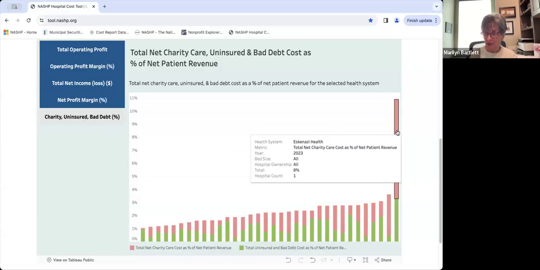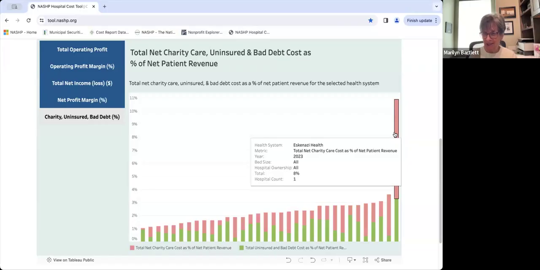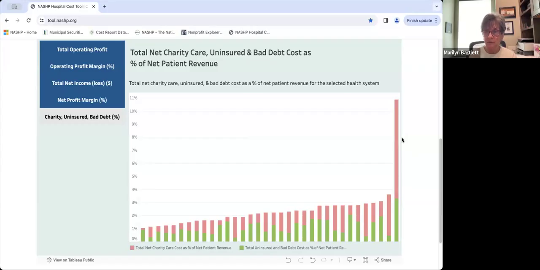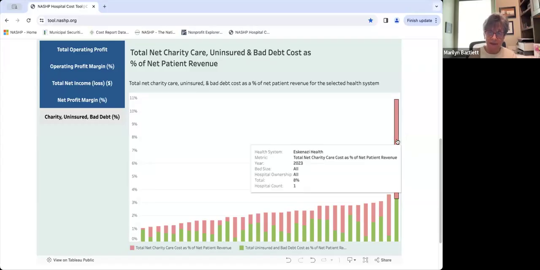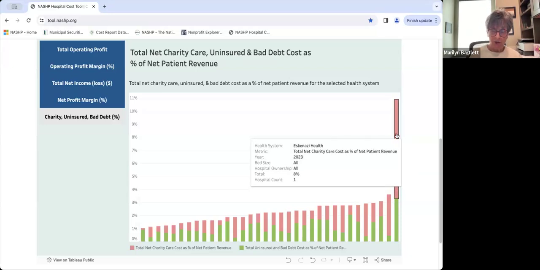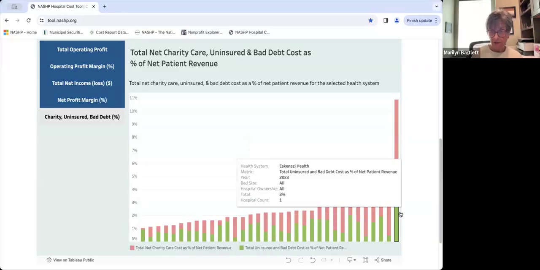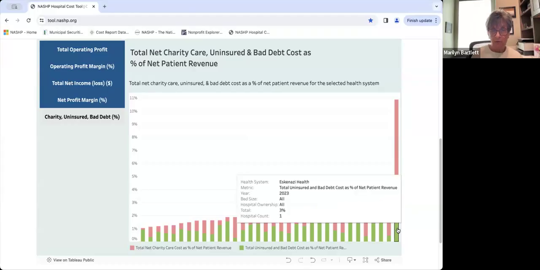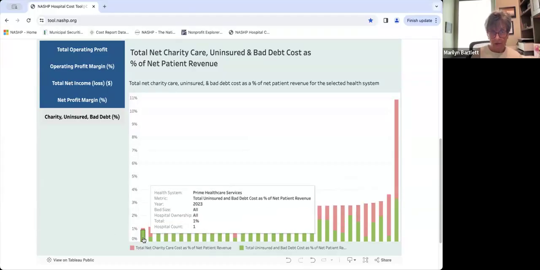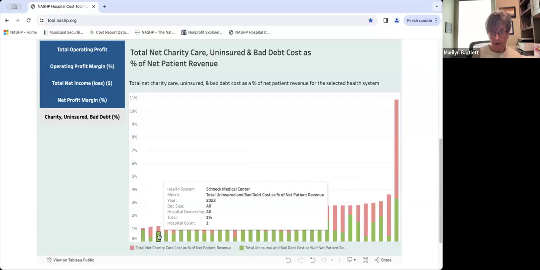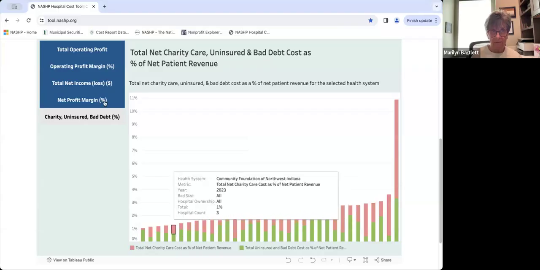Now, this is interesting. This is where Eskenazi jumps to the top of the chart. As I mentioned, they serve basically an underserved population. And so you're going to see that 8% of their net patient revenue is applied to charity care cost, and 3% in bad debt, versus when you get down here in the other end, you're going to see them combined about 1%.